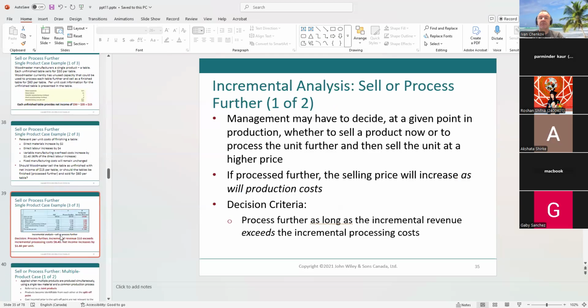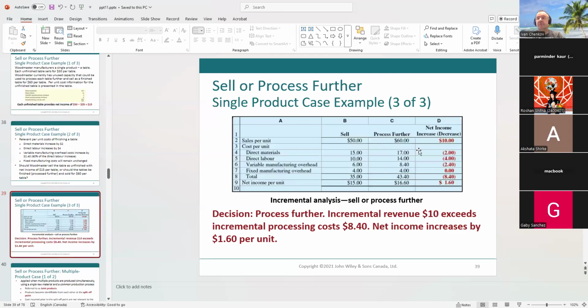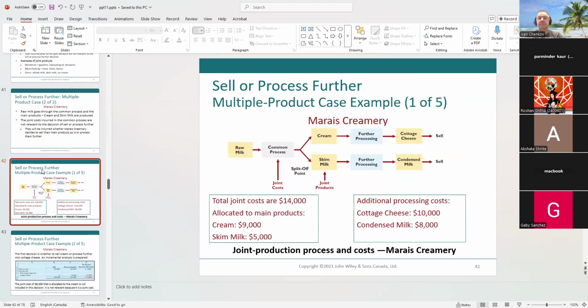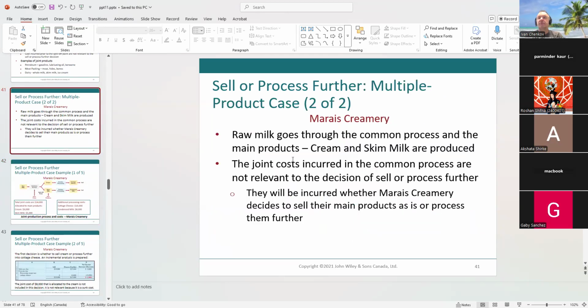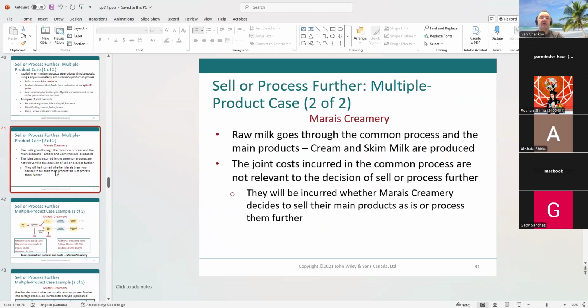What's the incremental revenue in our case? The additional sales price that we're getting. As long as the additional sales price is more than the additional cost, go for it. Let's see the chart here. Raw material goes through the common process, and the joint costs that happen in the common process are not relevant again for the decision making here.